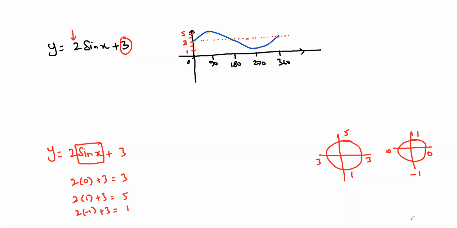Okay. And suppose you have to draw the graph of y is equal to, let's say, 3 minus 2 cos x. This is 3 minus 2 cos x. No problem. Okay. We have the vertical and the horizontal axis.